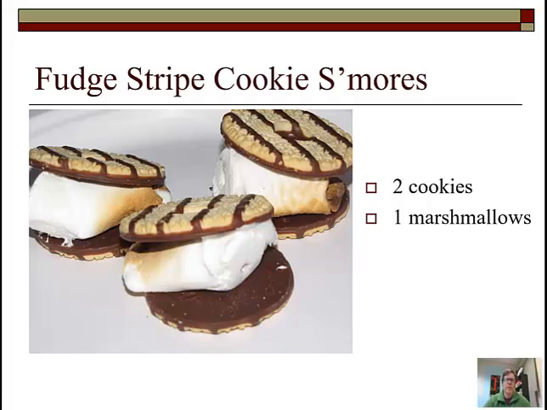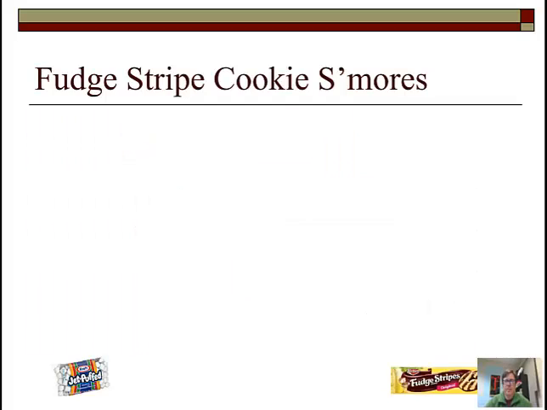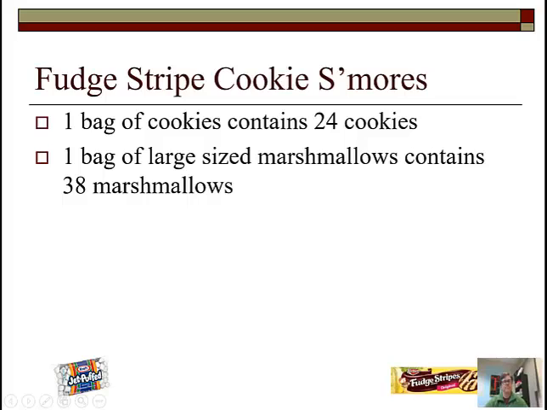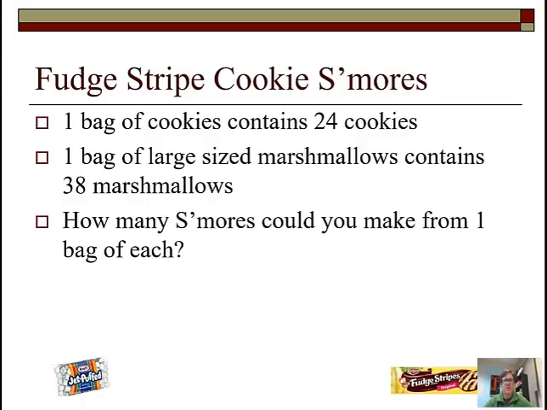So if we know a little bit of information about how many we get in the packages of cookies and marshmallows, we can ask some questions. So for example, let's say in a bag of these fudge stripe cookies, there are 24 cookies. And in a bag of these Jet-Puffed marshmallows, we get 38 marshmallows per bag. Okay. So if we have one bag of each of these, how many s'mores can we make?